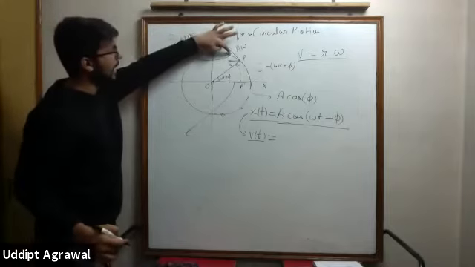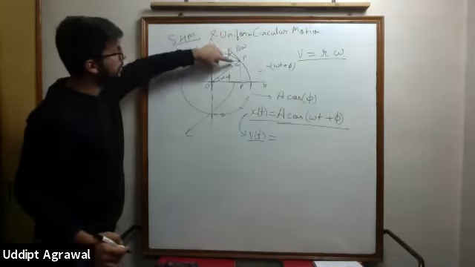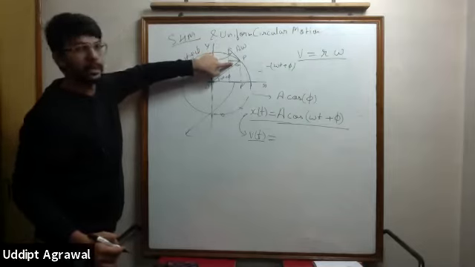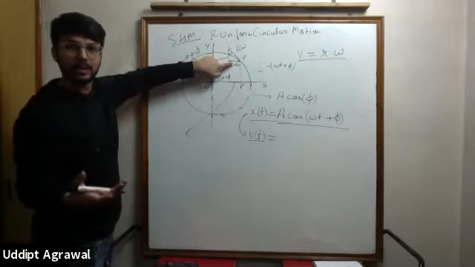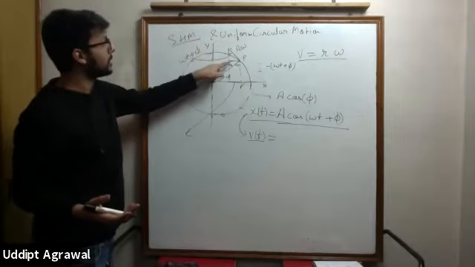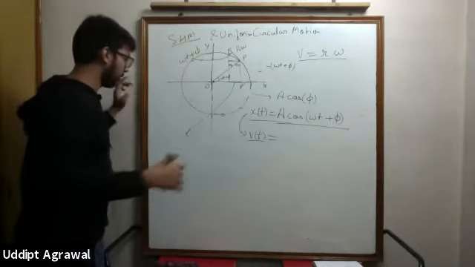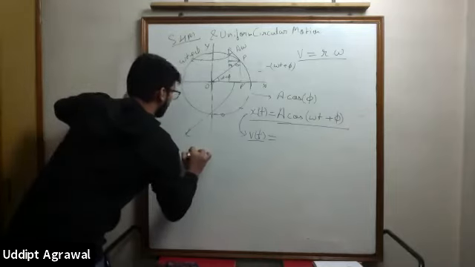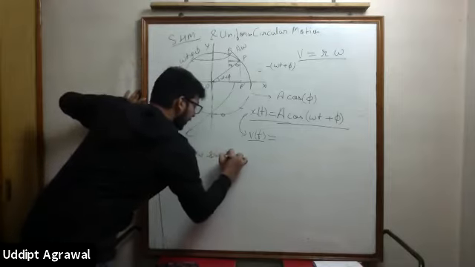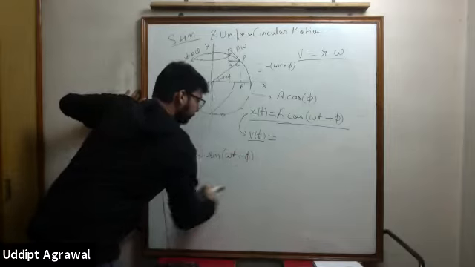If this is my angle, this is my hypotenuse, this is the perpendicular opposite to the angle, then I will use sine for that. So this becomes a omega into sine theta. This becomes our theta as a general. So I will get a omega sine omega t plus phi.